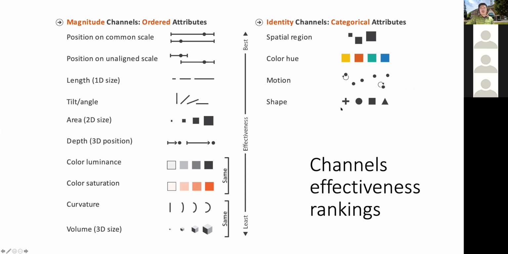And finally, you can use shape to represent different types. That's the least effective.